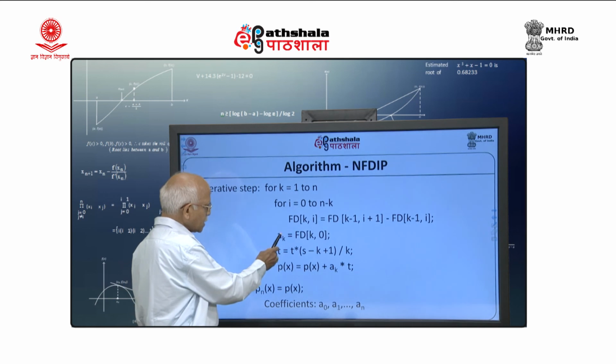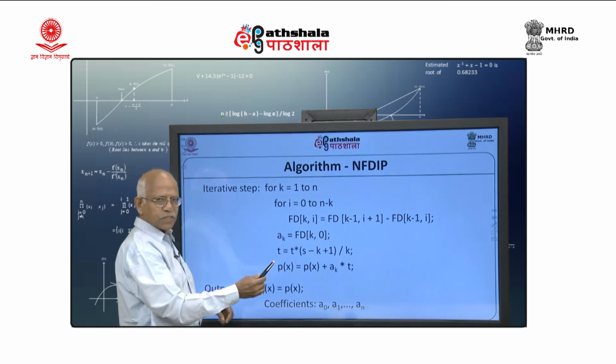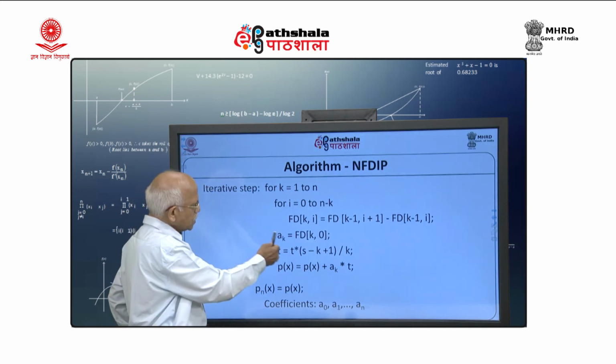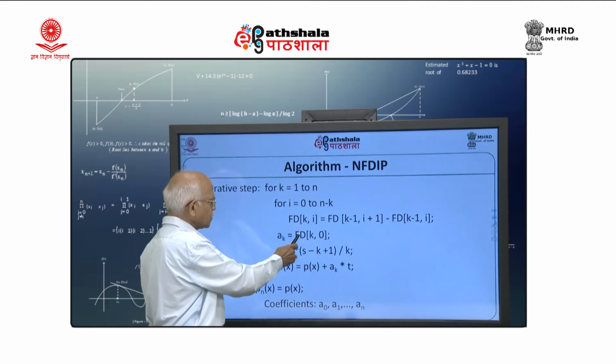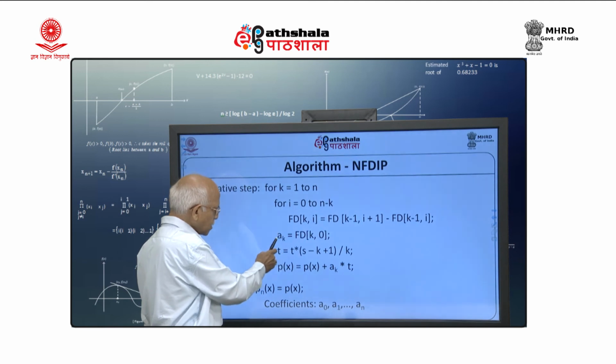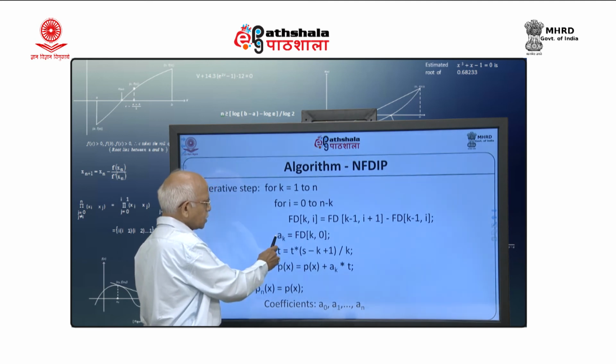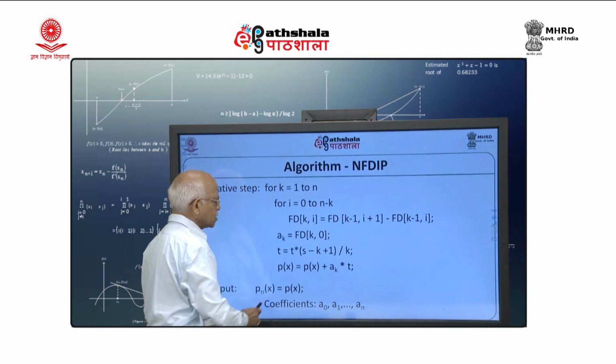Now, a_k: you know that when you are using the forward difference interpolating polynomial, we are simply using the kth order difference at x_0 only, and therefore I am taking fd(k, 0) as my coefficient a_k. So, all the a_k's are going to be given by fd(k, 0).